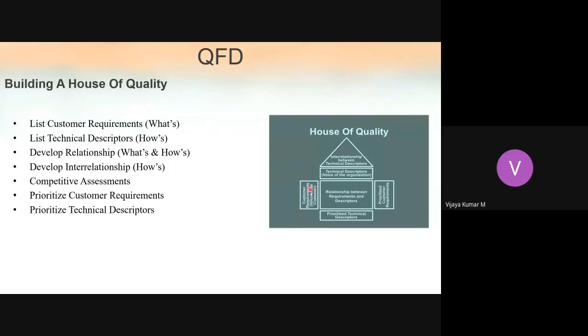So these customer requirements are also called the voice of the customers. That is why we are calling it the what. What is the customer requirement? That should be listed here. When you are listing the customer requirements, you should be very cautious. Anyway, that I will detail in the next slide in specific.